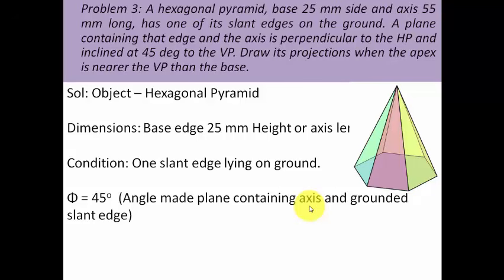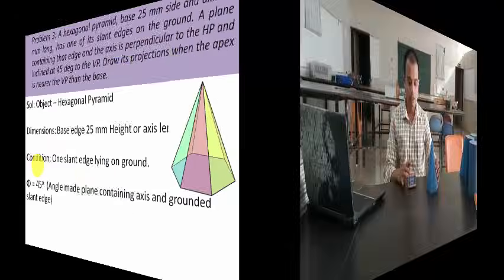So you can also say that the axis makes an angle of 45 degrees, or you can also say that the grounded slant edge makes an angle of 45 degrees. Alright, so guys, stay tuned, and in the next section I'll show you how the object has been kept with respect to the HP or VP.